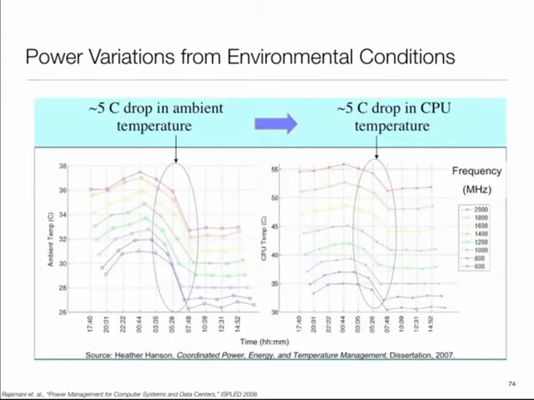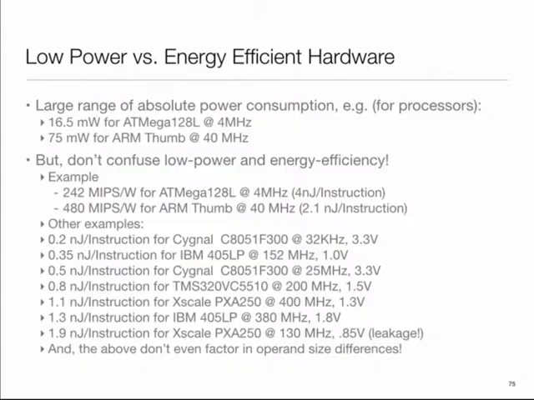Then we face variations from temperature, from the environmental conditions themselves. So what you see out here is that ambient condition and CPU performance are related. Basically, if I have a drop in ambient temperature, then there is a corresponding drop in CPU temperature, and that would in turn affect the power consumption. So that variation becomes an issue.